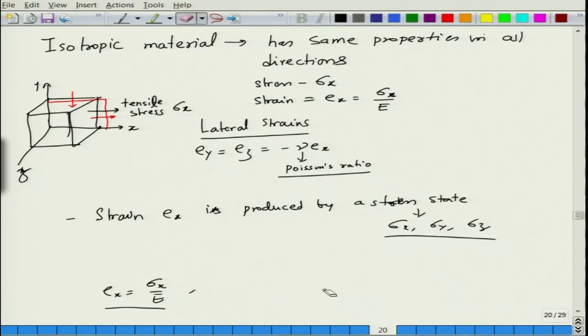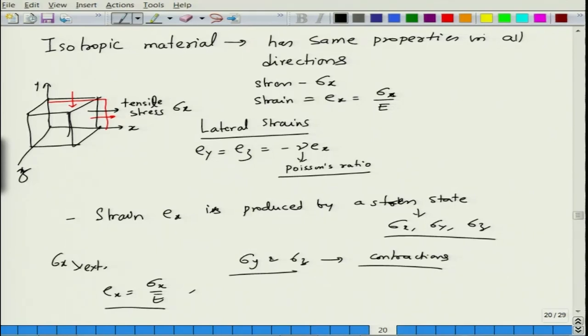When you have a sigma x causing a strain Ex, which is equal to sigma x divided by E, the corresponding stresses sigma y and sigma z will give rise to contractions. So this sigma x causes extension, and the corresponding contributions from sigma y and sigma z will be the contractions. So we can write Ex as minus nu sigma y divided by E, and Ex again as minus nu sigma z divided by E.